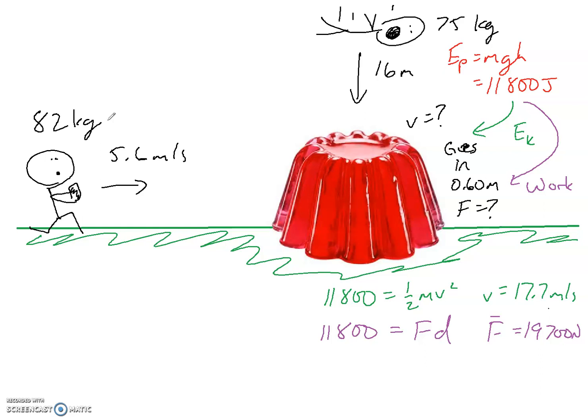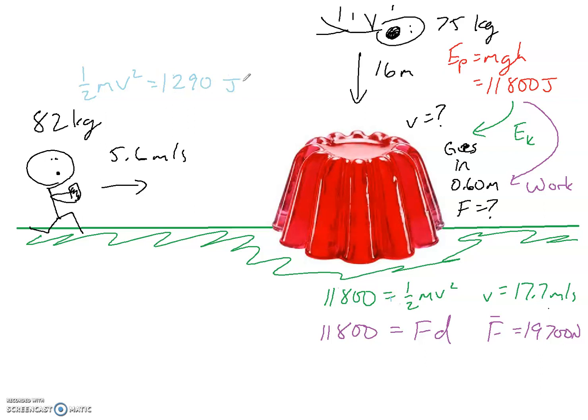Now, this person, of course, has kinetic energy coming into the situation, so we can find their kinetic energy. That'd be 1/2 mv squared. So we've got the 1/2, we've got the mass of 82, and we've got the speed of 5.6. And again, don't forget to square the 5.6. And we get a kinetic energy of about 1,290 joules of kinetic energy.